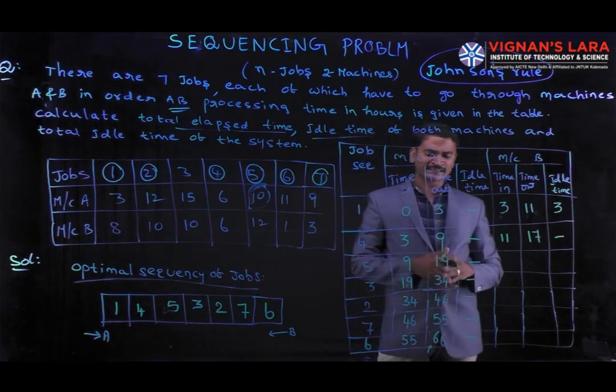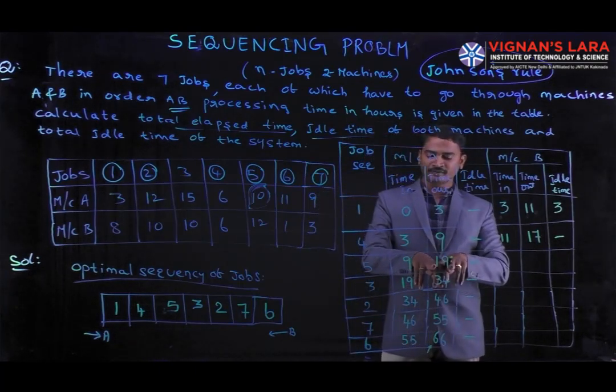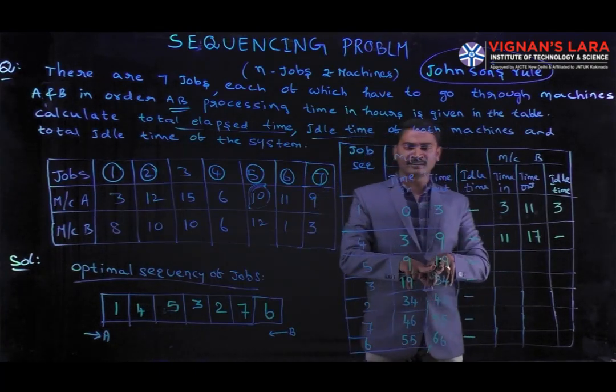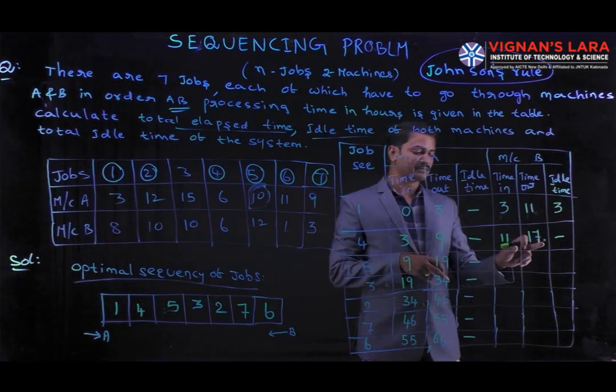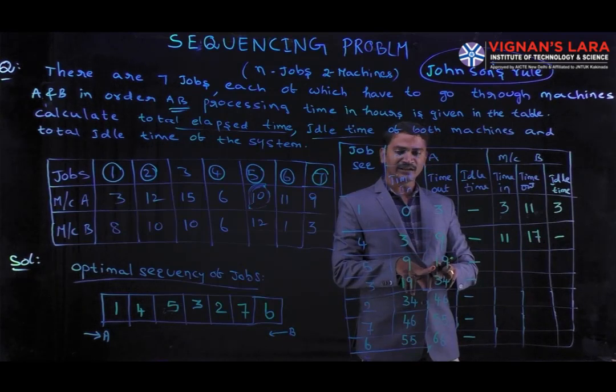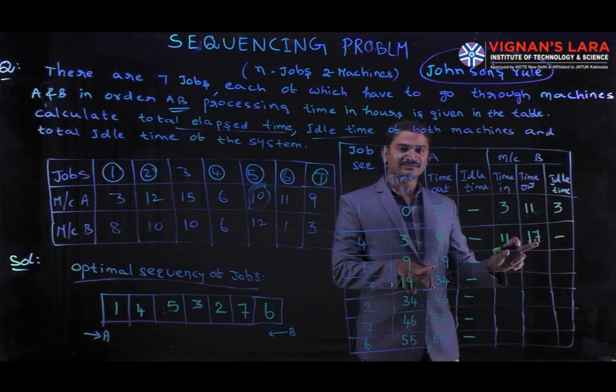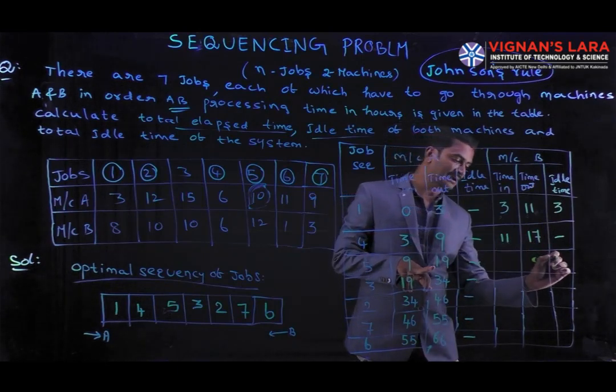Next, coming to the next job. The fifth job was processing up to the 19th hour. Here we are completing the second job at the 17th hour. But machine A is working up to the 19th hour, but machine B is completed at the 17th hour. Here what is the difference? 2 hours. So that is the idle time.